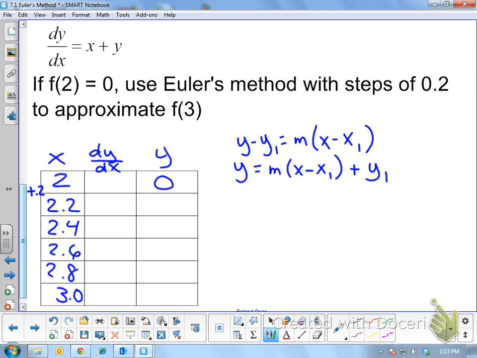So when we say m, what are we usually talking about when we say m? Slope. What else in this problem represents slope? dy/dx. So really, when we're talking about m, and we're working with Euler's method, m is really dy/dx.